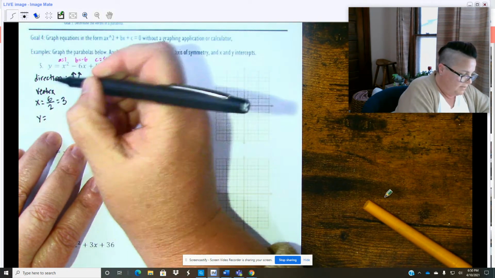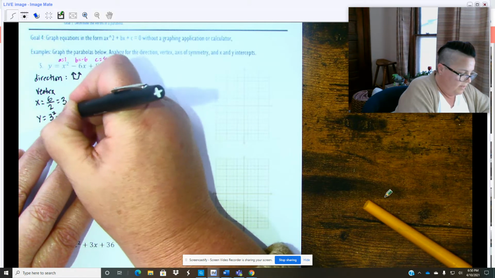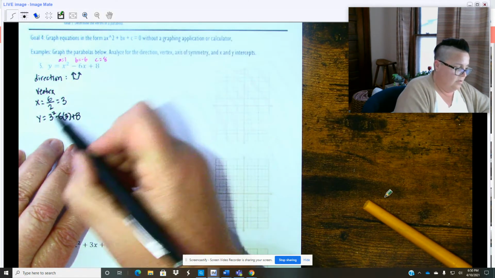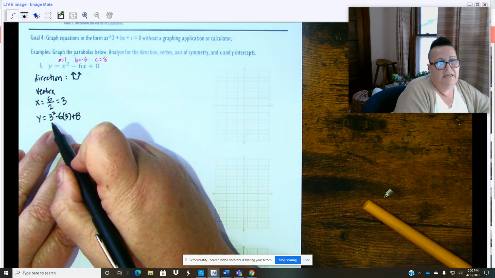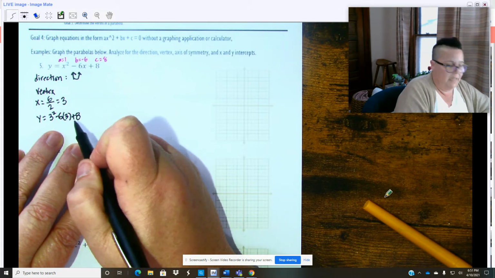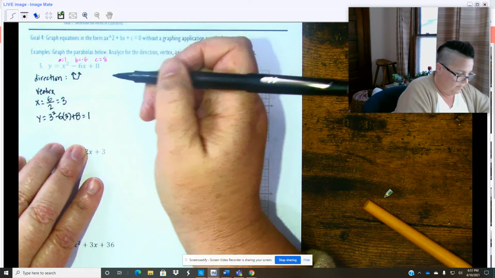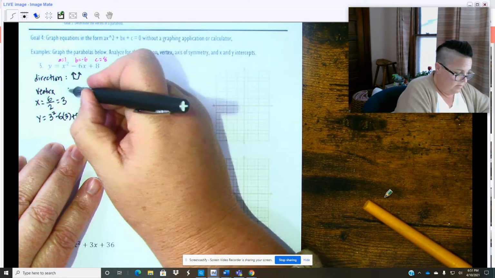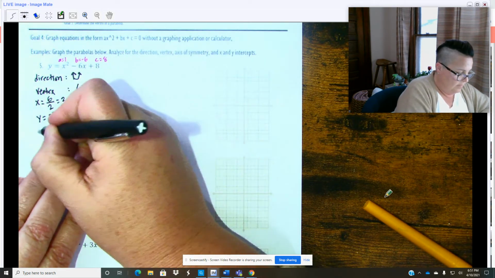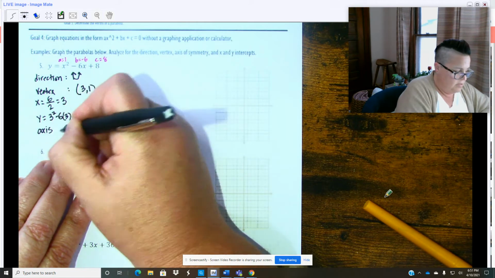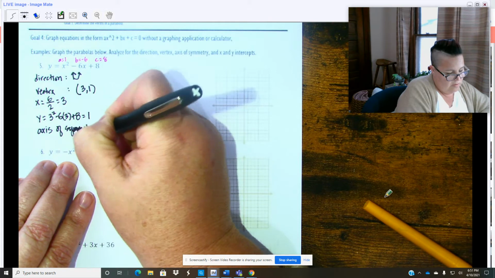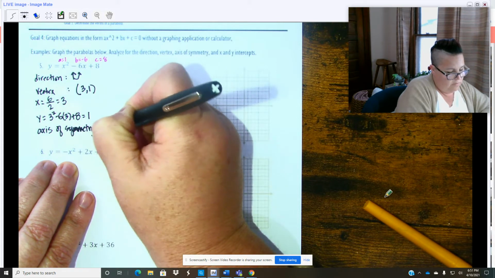So y is going to be 3 squared minus 6 times 3 plus 8. So what do we got? 9 minus 18. That's a negative 9 plus 8. That's going to be a negative 1. So the vertex is going to be at 3, negative 1. Axis of symmetry is going to be x equal to a 3.